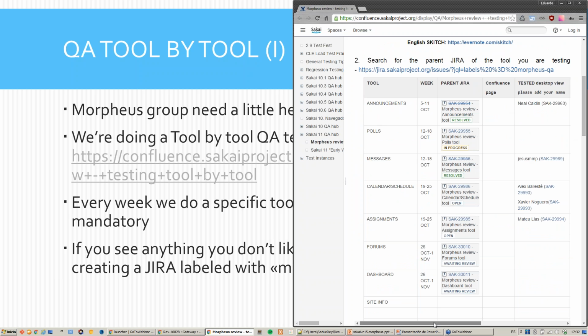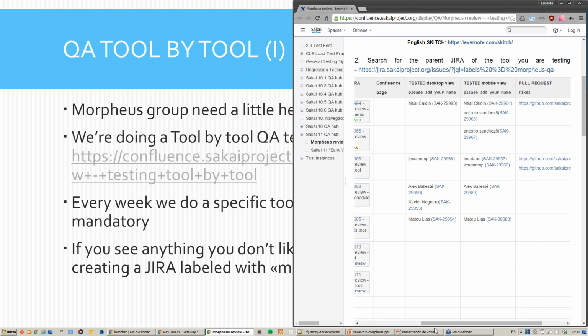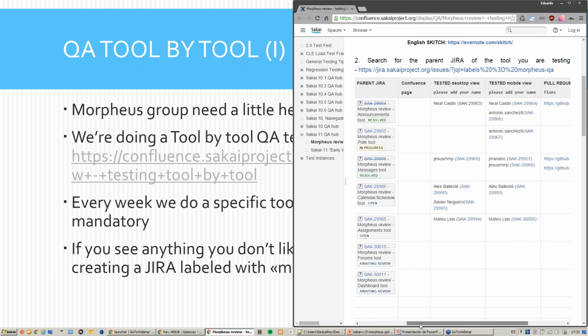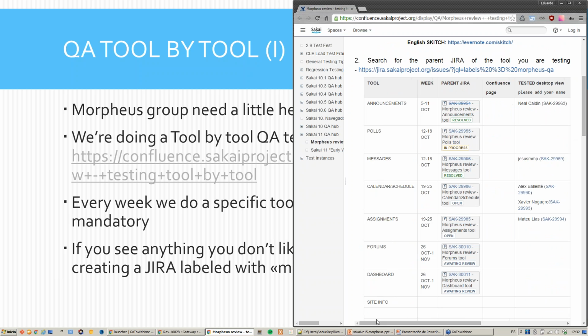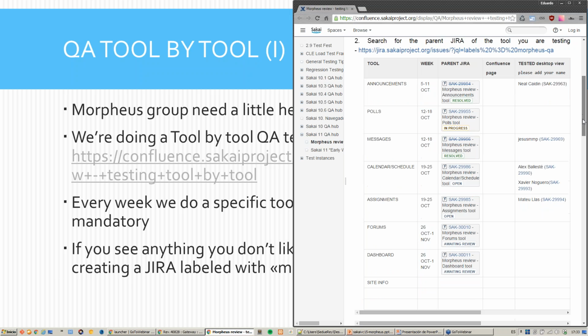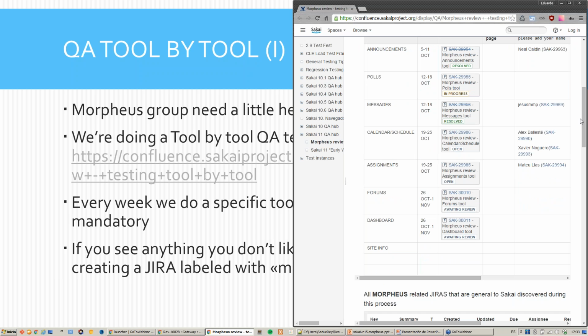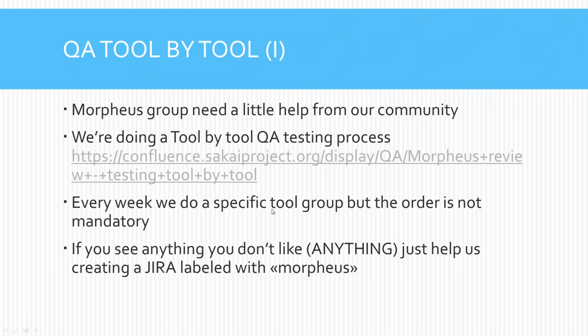Here in desktop view, you check if everything we had is still working, and in mobile view it's pretty simple, and you don't even need a mobile device. You can do it with your personal computer. Week by week we are testing the tools, for 15 minutes, 10, 20 minutes, whatever you want. The order is not mandatory.